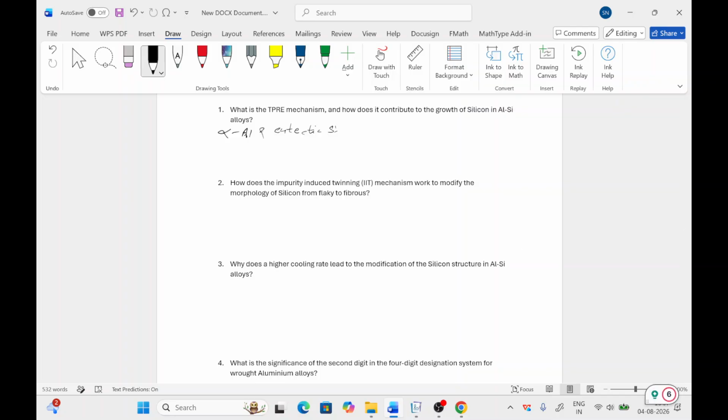So if it is in flake or needle shape, this will be detrimental to the mechanical properties. Strength and ductility will be less because of the stress concentration generated at the needle and flake edges. So how can we modify the morphology of this eutectic silicon particle is the TPRE mechanism. So TPRE mechanism is the growth of these flake and needle shaped silicon particles. So TPRE means twin plane reentrant edge.